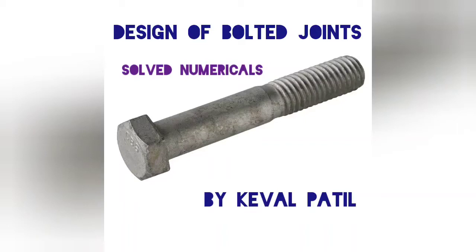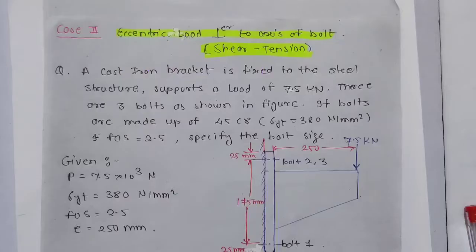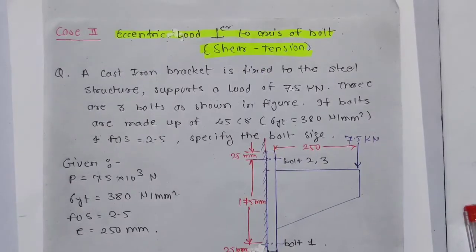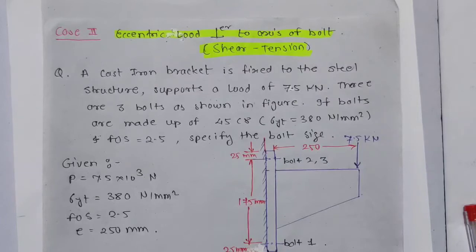This is Keval Patil and today we are going to see case 2 and case 3 of bolted joint which are eccentrically loaded. We already covered introduction and case 1 in the last two videos. Just find the link of those videos in the description. So let's start with case 2, eccentric load perpendicular to the axis of bolt.